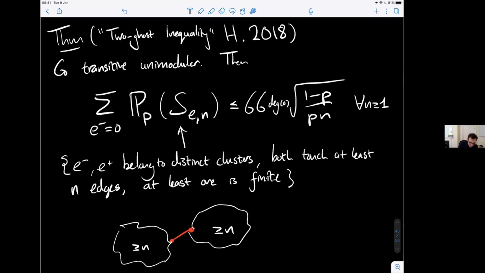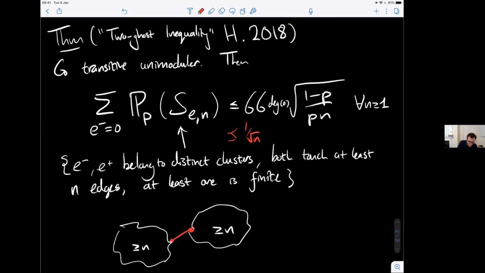What the inequality says is that if you sum these probabilities over edges adjacent to the origin, then it's bounded by a universal constant, 6, times the degree of the origin, multiplied by the square root of (1 minus p) over p root n. For most purposes we're interested in, this is basically 1 over root n.